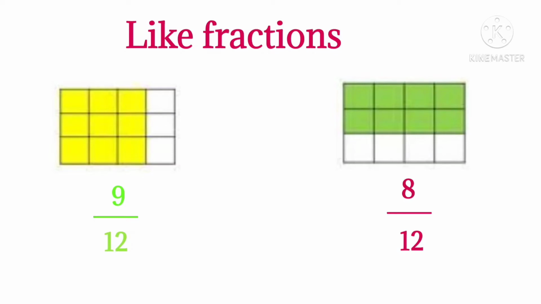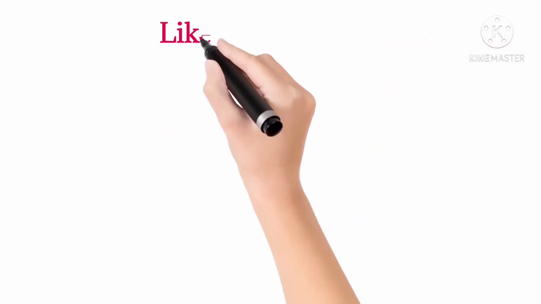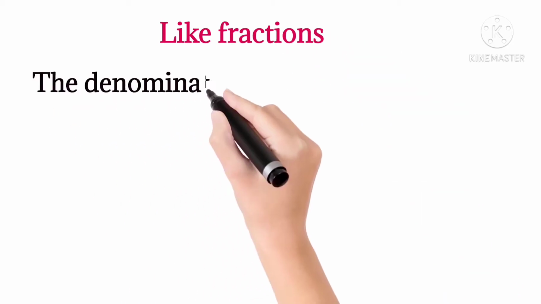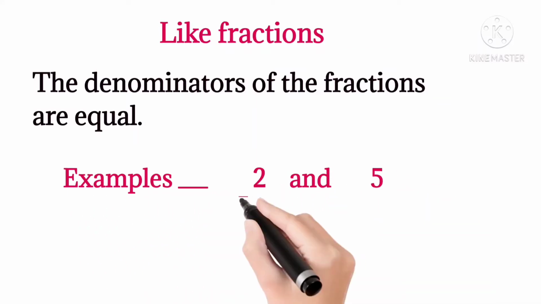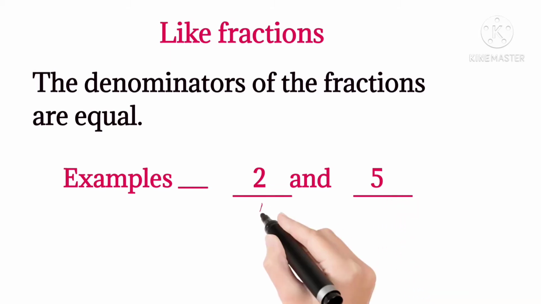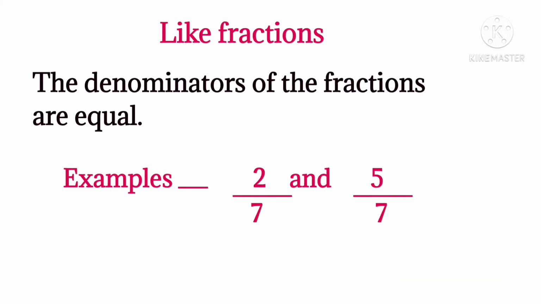Here 8 is the numerator and 12 is the denominator. Here both the denominators are equal. Then what is the like fraction? The denominators of the fractions are equal. Such fractions are called like fractions. Examples: 2 by 7 and 5 by 7. Here denominators are equal.